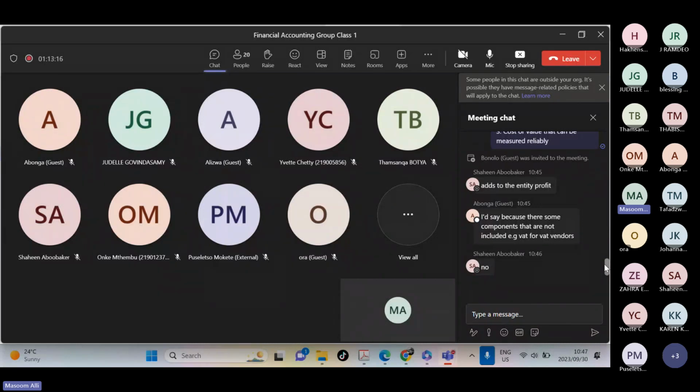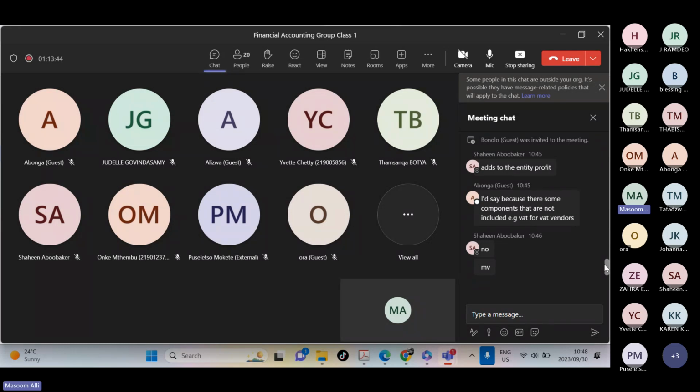What about if I get an item of inventory donated to me? Let's say I'm selling stuff and someone donates inventories to me. I didn't pay anything. There's no cost for those inventories. But if I'm going to be taking them onto my statement of financial position, surely there's got to be a value for that. Does that make sense? So yeah, MV, I'm assuming you're talking about market value. So yes, that's your fair value.